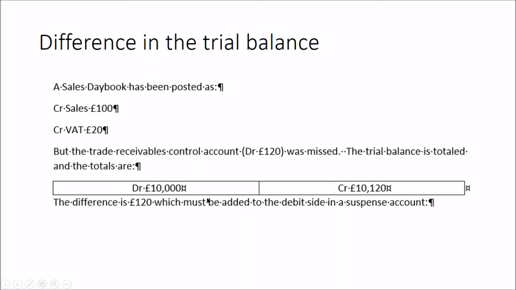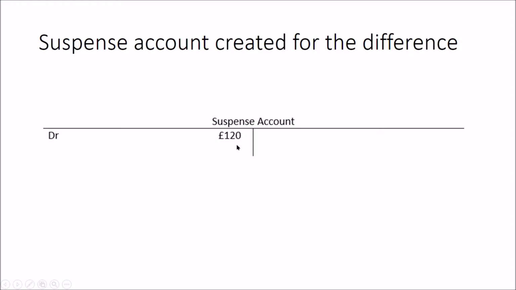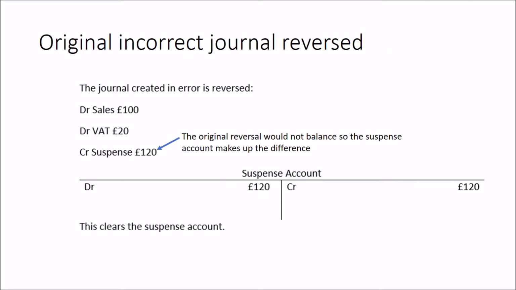Trial balance is totaled in there, and here's our trial balance, and obviously we're missing the 120 debit on the debit side. So we create our suspense account for 120, retotal them, and now our totals are correct. Okay. So now we've got to reverse the original journal.